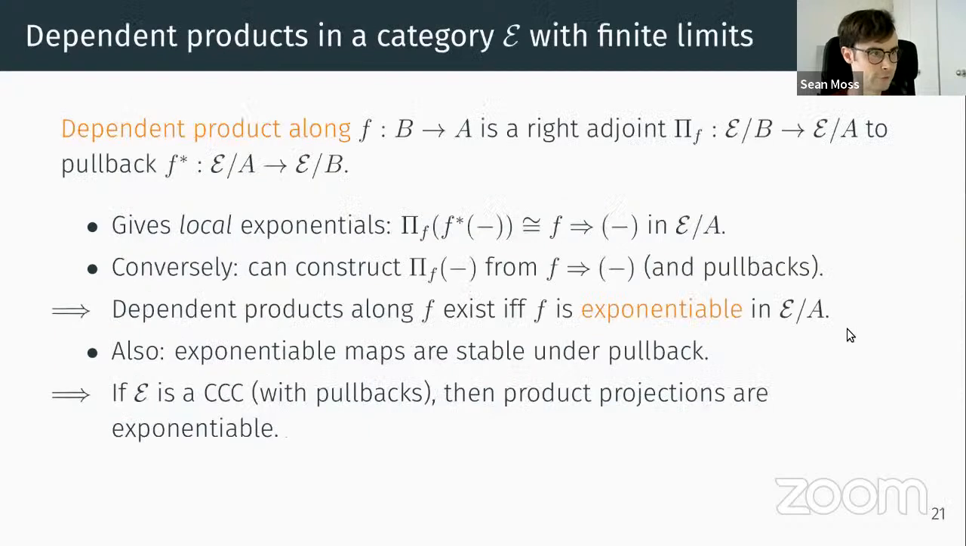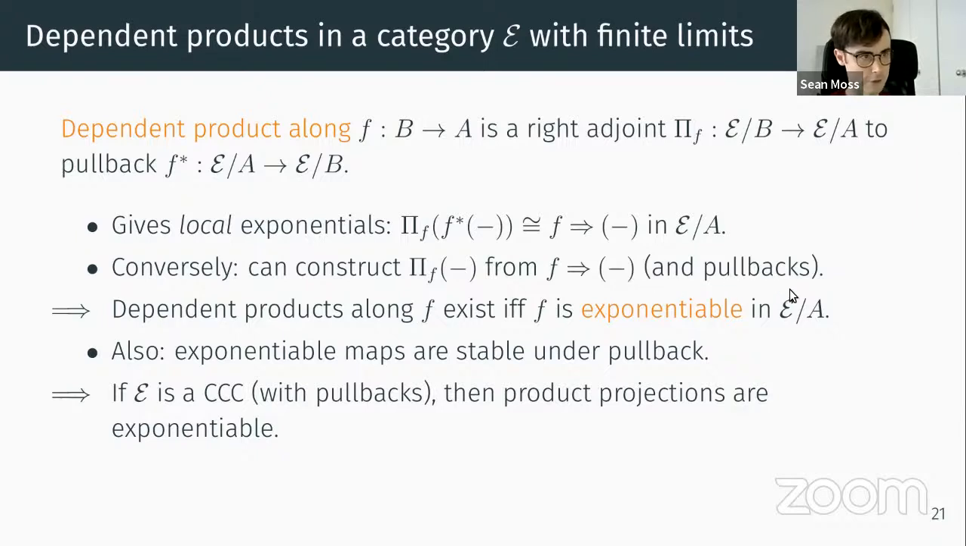So I'm going to give you a list of facts about dependent products which apply when the ambient category has finite limits. Okay, so hopefully we all know a dependent product along a map F from B to A is given by a right adjoint to the pullback functor. Okay. And this is closely related to having exponentials in the slice category E over A, okay? Because if I want to construct the exponential, if I want to exponentiate by F in the slice category, I can do that by taking the pullback of something here and then pi-ing along, okay? And conversely, if I have local function spaces, then I can construct pi F from the local function spaces.